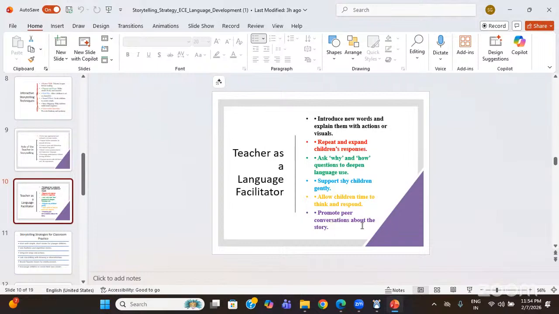Promote peer conversations about the story. You can tell one story for 15 days. Yes, definitely, for two weeks you can introduce one story with the seven different techniques I have introduced. Whatever technique the children liked most, you can use two times or three times or more. Like that, you make the story last for 15 days, and on the final day you can have a discussion.